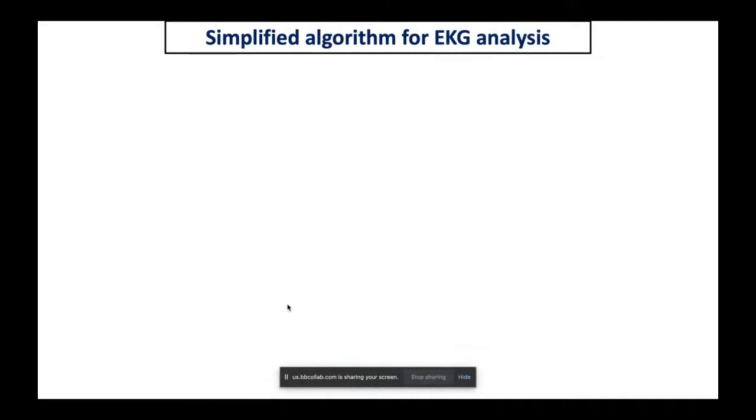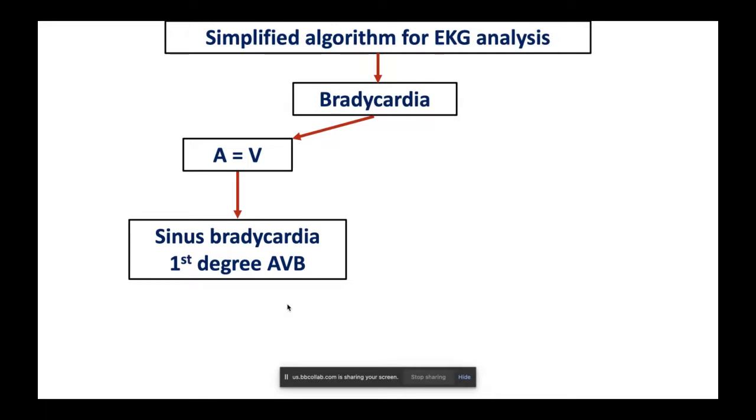Okay. So we talked a lot about tachyarrhythmias, but it's hard to ignore bradyarrhythmias. So let's talk about a simplified algorithm for a patient with bradycardia. If you have a patient that's in bradycardia and has A's equal to V's, it could be sinus bradycardia. Now I've put first degree AV block, and I will say first degree AV block is not a cause of bradycardia, but it's a type of AV block that comes up. So I've just put it up there. But if the patient's bradycardic and A is equal to V, it's usually sinus bradycardia.